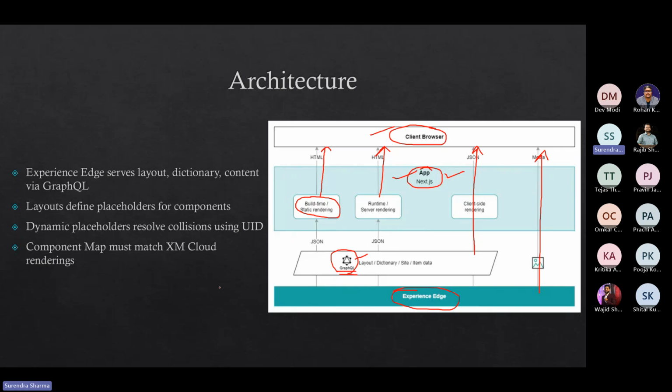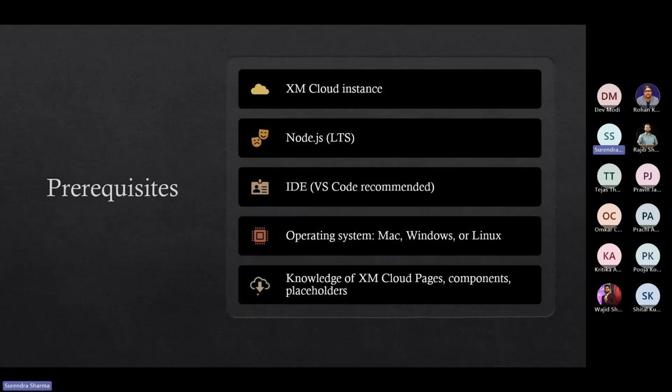Now, if you are using the Content SDK, we are going to see how we can use it. The prerequisite for the Content SDK is that you must have an XM Cloud instance, because this is primarily designed for XM Cloud. You must have the latest version of Node.js. If it's not the latest, then it must be the LTS version, long-term support version.